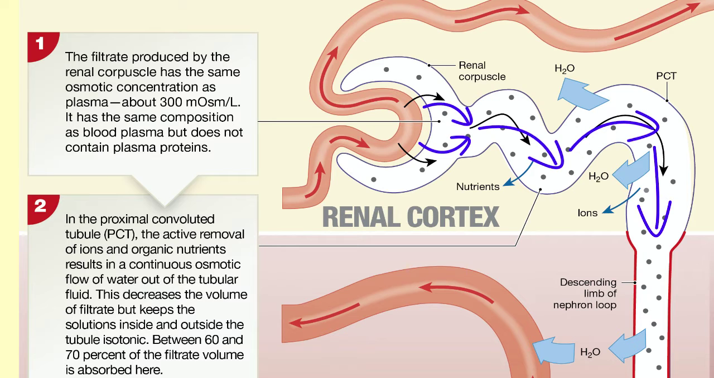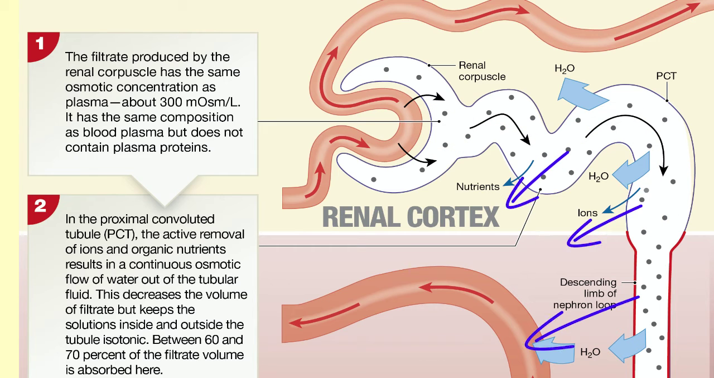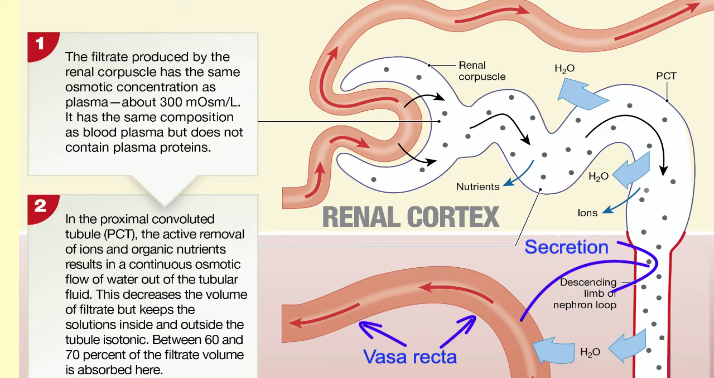This fluid, now called tubular fluid, contains many essential solutes that must be reclaimed, or they will be lost in the urine. Reabsorption, the process of solutes moving from the renal tubule and into the vasa recta, reclaims these essential solutes. Secretion adds additional waste products into the renal tubule from the vasa recta.